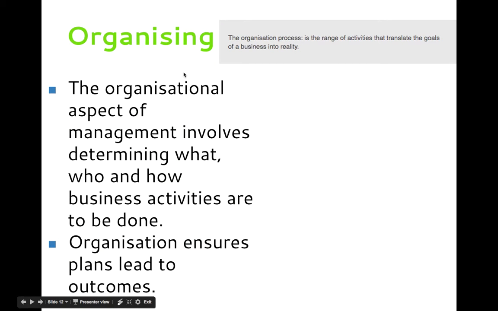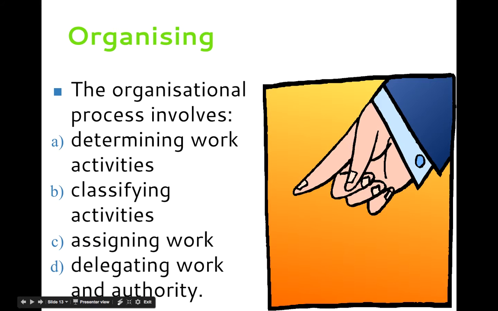All right. The second is organising. Now, the organisational process is the range of activities that translate the goals of a business into reality. So organising is about determining what, who and how these activities are going to be done. This is about organising those resources, those inputs, to ensure that outcomes and outputs are created.